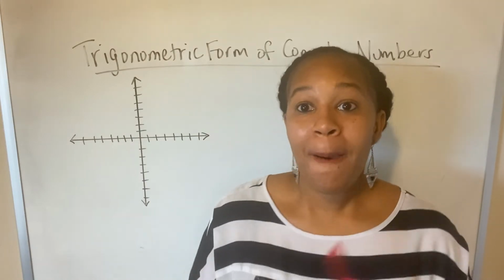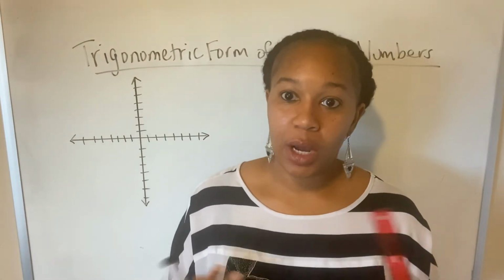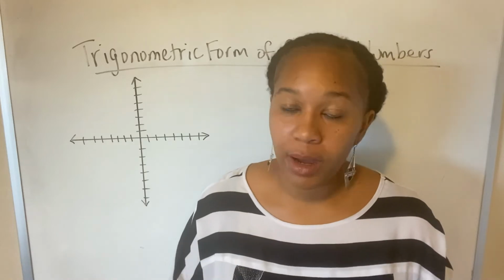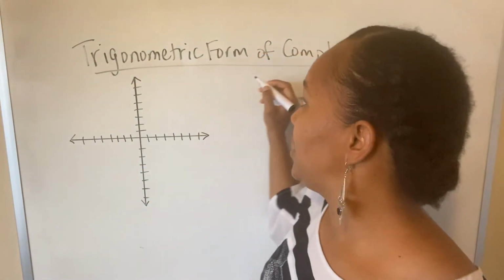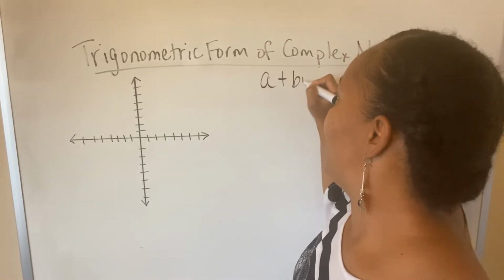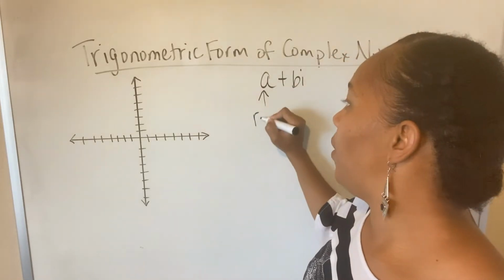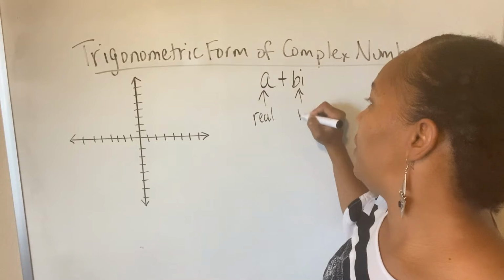Today in this video we are going to be talking about trigonometric form of complex numbers. Alrighty, so back in college algebra you learned about complex numbers. Those are numbers in the form a plus bi, where we call a the real part and b the imaginary part.